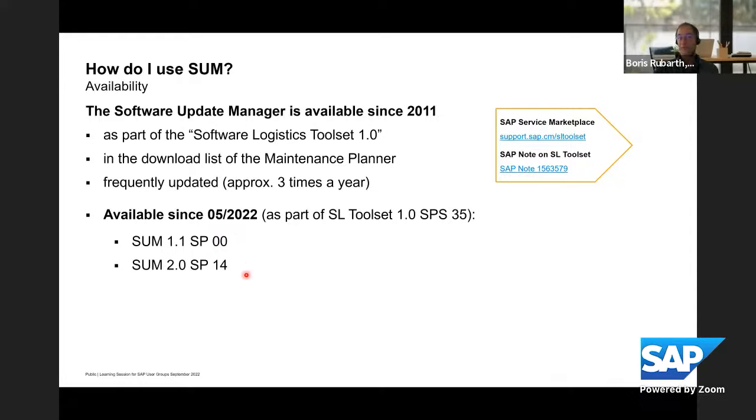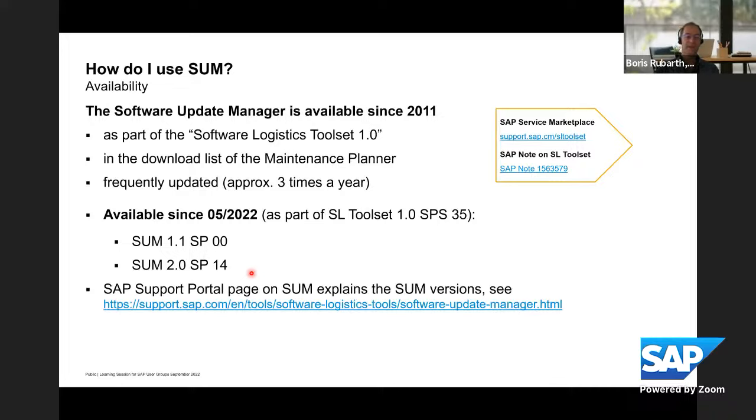So obviously we have 2 SUM versions, and that's why we have a dedicated slide explaining what SUM 1.0 is used for and what SUM 2.0 is used for. Obviously they have their own SP counting, as you can see here on the slide. Again, the SAP support portal page on the Software Update Manager explains these SUM versions, what these are used for. But again, we have a slide comparing those tools.